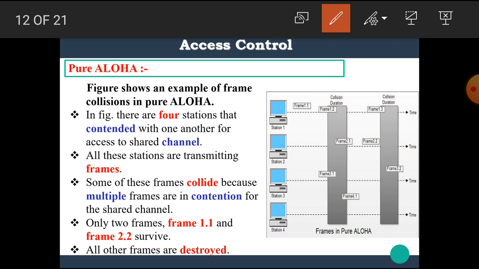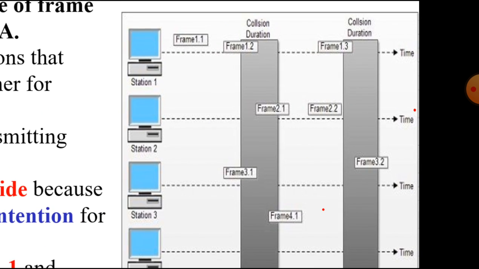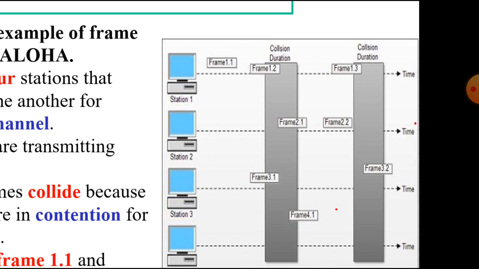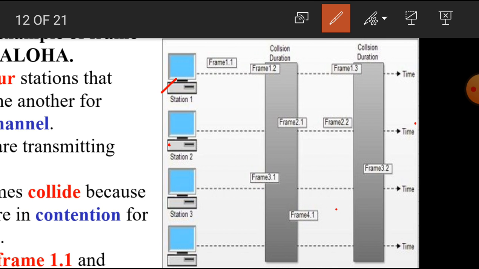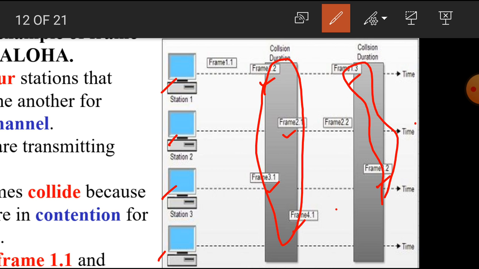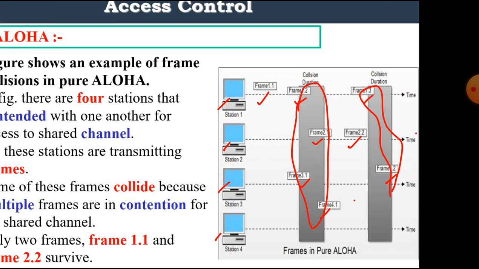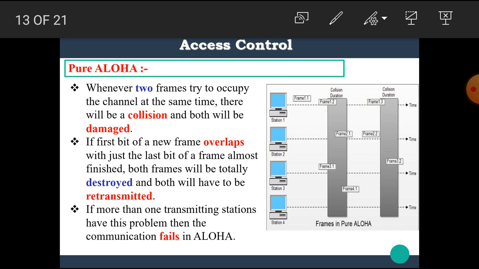In this diagram we can see that stations 1, 2, 3 and 4 transmit the frames. But here we can see that frame 1.2, frame 2.1, frame 3.1 and frame 4.1 collide. Here also frame 1.3 and frame 3.2 collide. Only frame 1.1 and frame 2.2 survived. I hope you all understand the collision here.